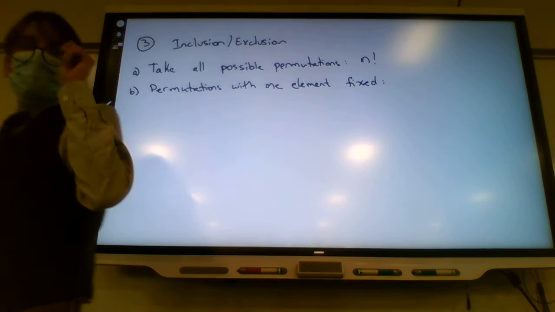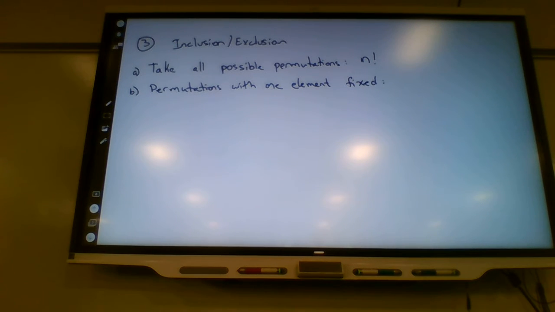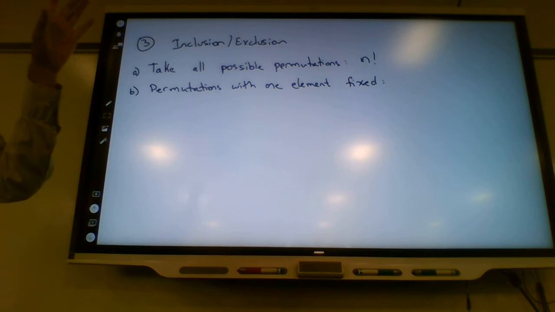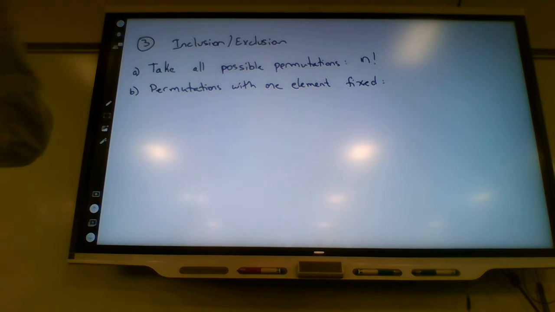How many permutations have one element fixed? Now, not just one, but at least one. So how many have at least one element fixed? Well, let's pick one of the elements, fix it, and then permute everything else, and not worry about whether the everything else is a derangement or not. We just care that one element is in its right spot.